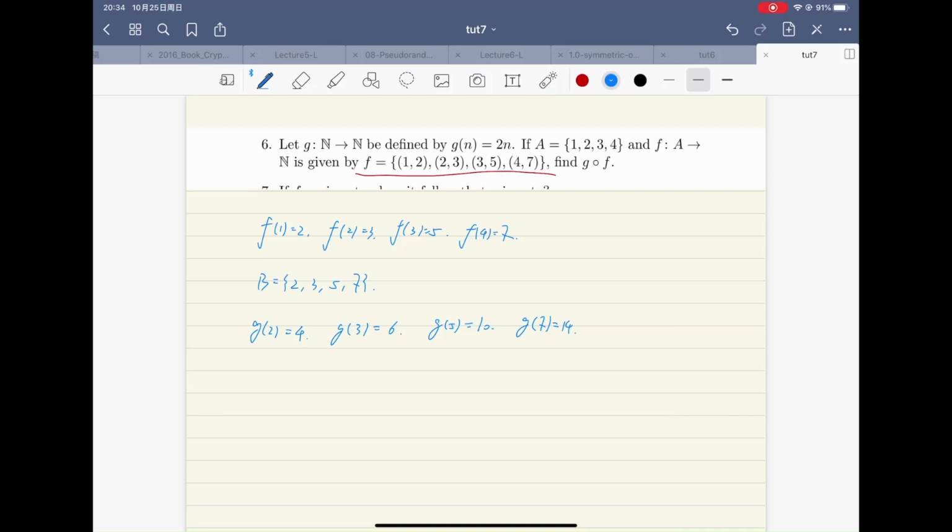So then we got g composite f, the set equals 4 ordered pairs, because we have 4, 6, 10, 14 here as g(x), and we have the x here as 1, 2, 3, 4. Then the 4 ordered pairs should be (1, 4), (2, 6), (3, 10), and (4, 14). That's the g composite f.